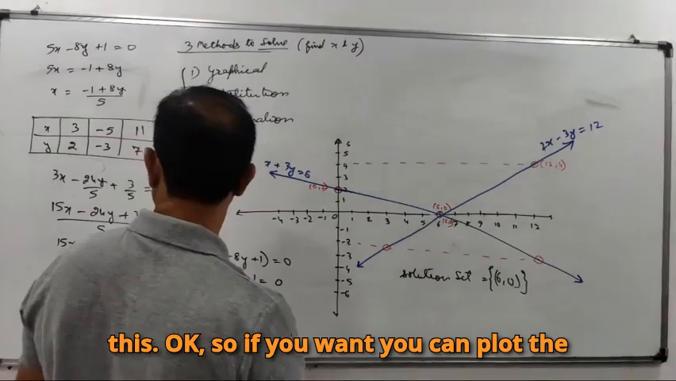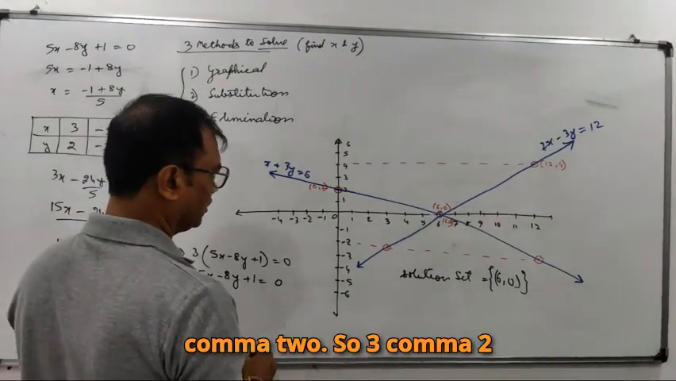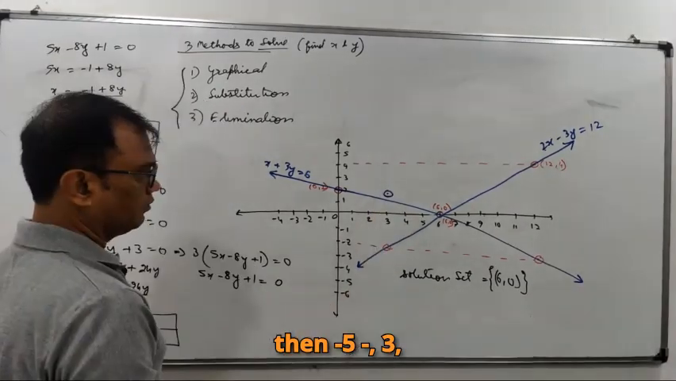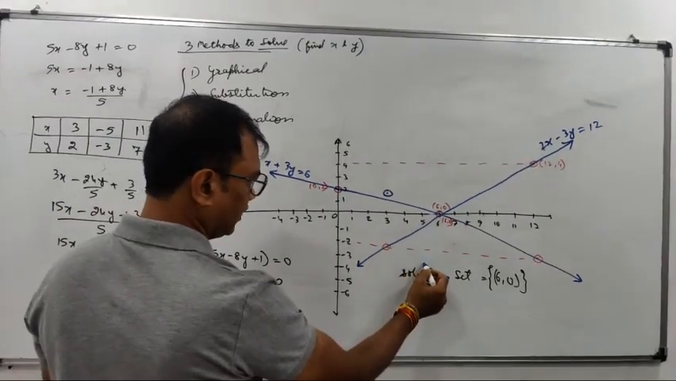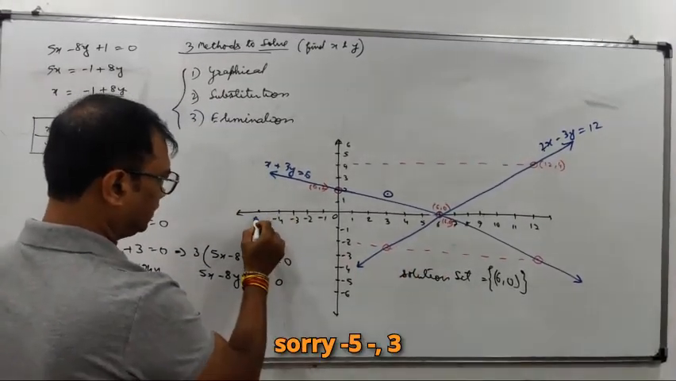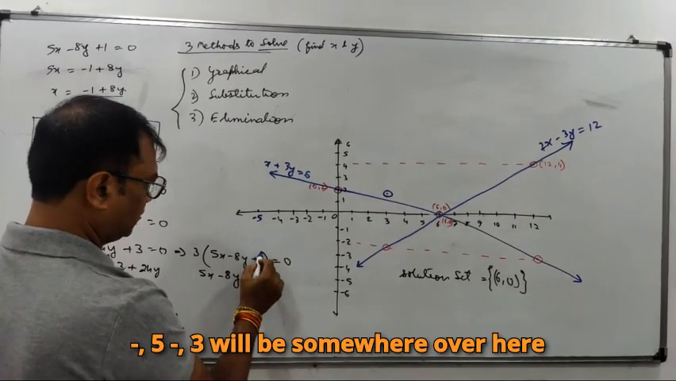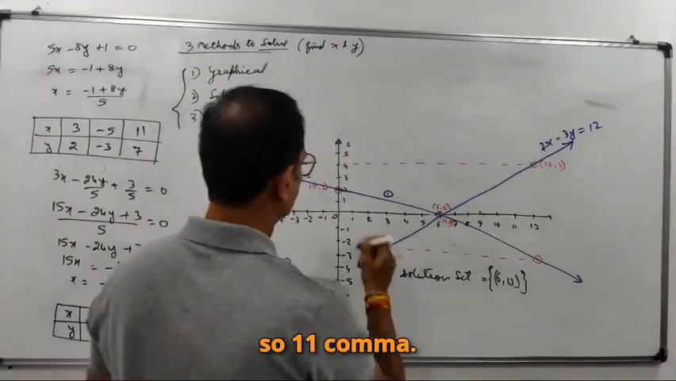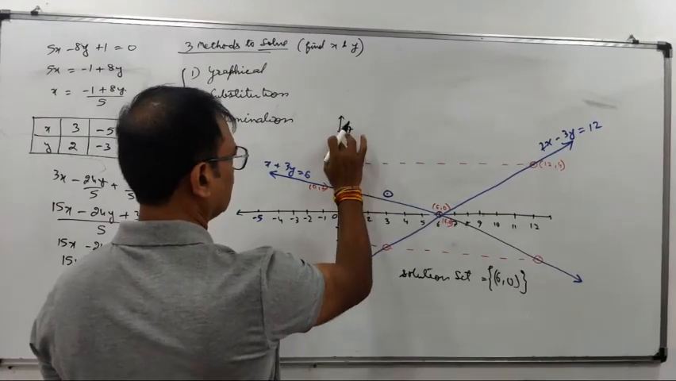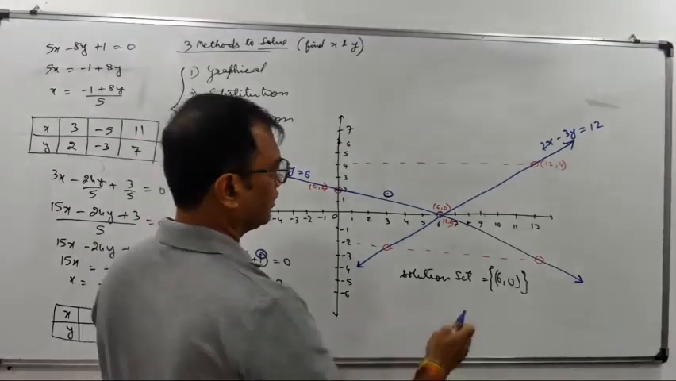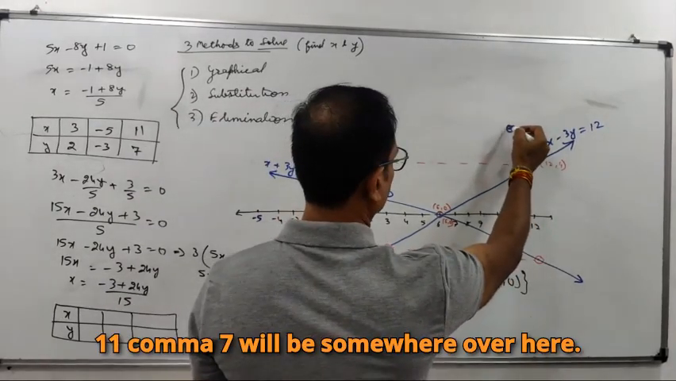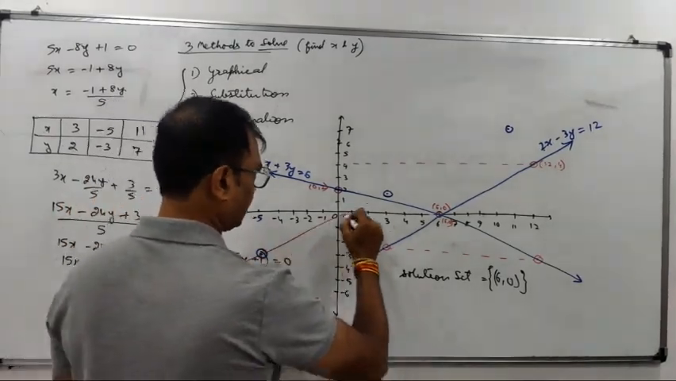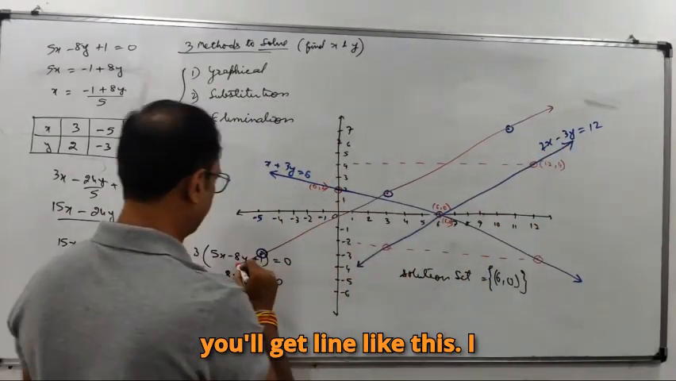Okay, so if you want, you can plot the points. Let's do the plotting. 3, 2 will be here. Then minus 5, minus 3 will be somewhere over here. And then 11, 7 will be somewhere over here. So if you join, you'll get a line like this.